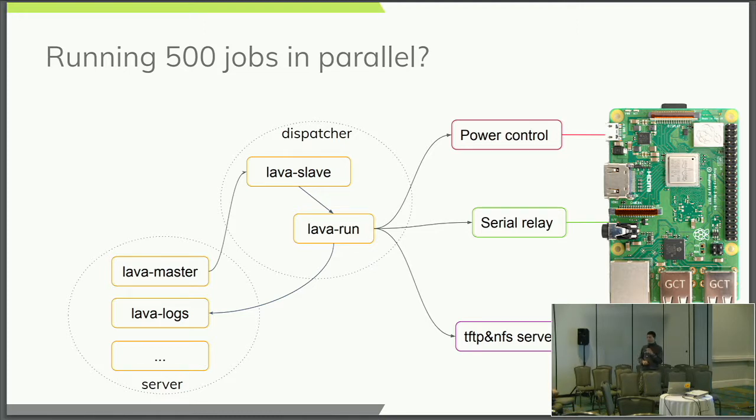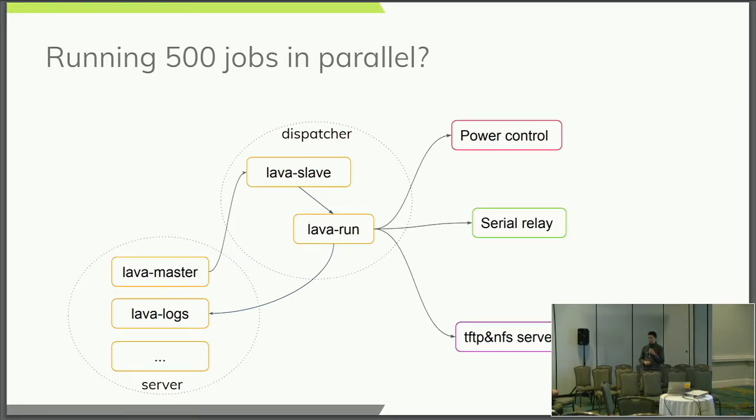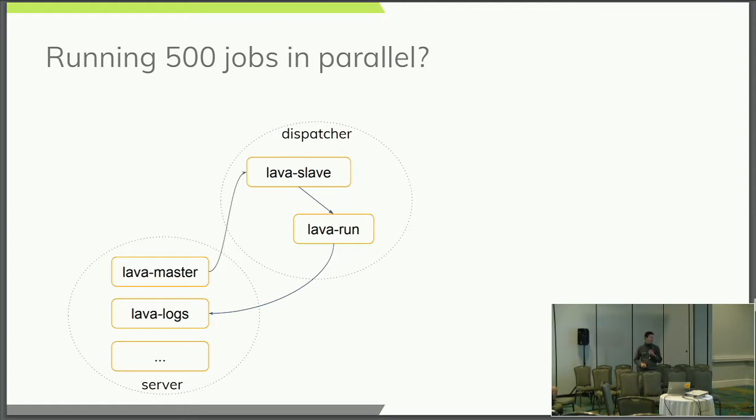So we said we don't have a lot of money, so we don't want any boards. We won't have any board in our system. We'll do it without any boards. If we don't have boards, we don't care about power control, serial relay, and FS server, we can just remove them. I'm trying to find a system where we can run tests without just removing things we don't care about. But now Lava run can't work anymore because it needs access to a board.